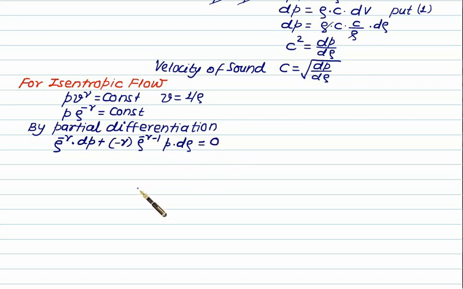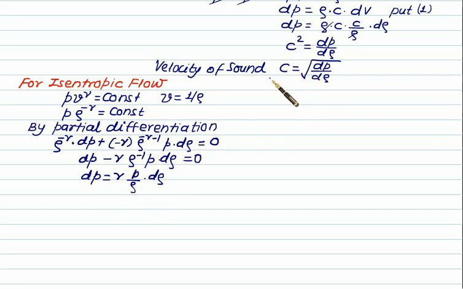Now we divide this entire equation by rho to the power minus gamma. In that case we get dP minus gamma rho to the power minus 1 into P into d rho equal to 0, or dP equal to gamma, with this rho adjusted as P by rho, into d rho, and what we know here is this equation of velocity of sound.